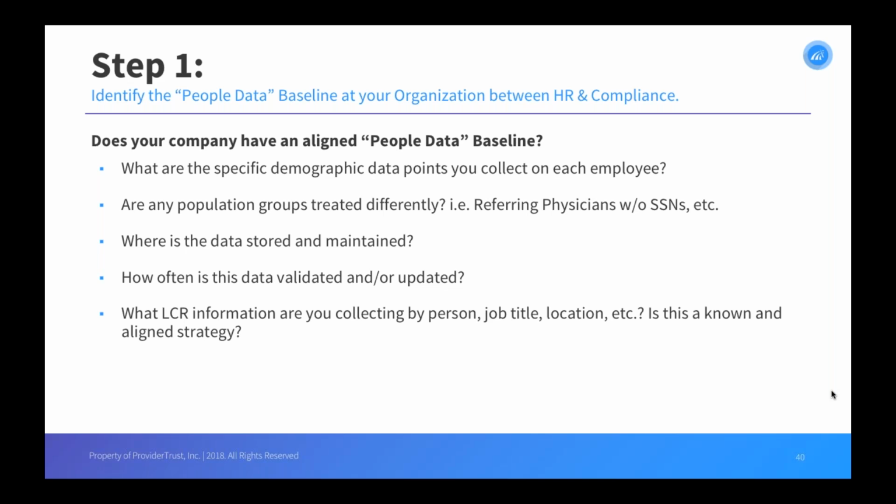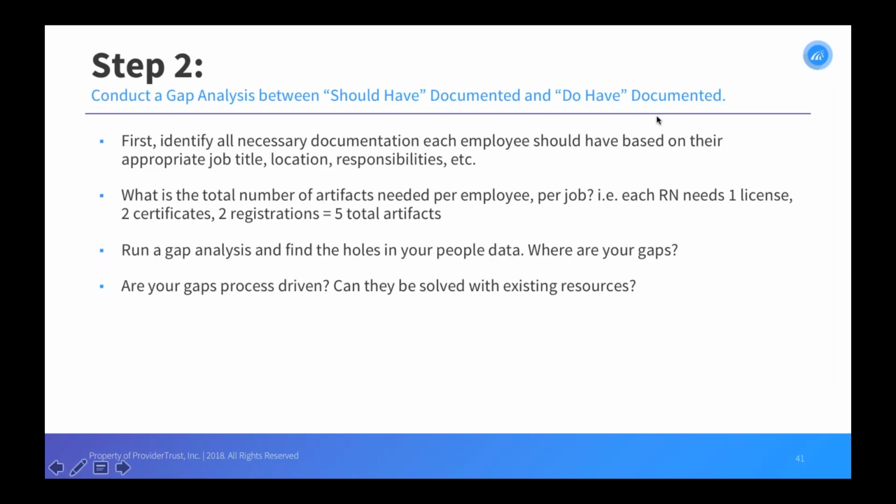Once you have the answer to those questions, it'll inform you on how to proceed in step two, which Donna will take it away. You bet. So in step two, as we continue our gap analysis and we go back to what we were talking about earlier about the should have and do have documents, sit down and try to identify all the necessary documentation that each employee has to have based on their job role. A nursing assistant versus a nurse versus a housekeeping person or a laundry person, a business office person, they all have different roles and responsibilities.